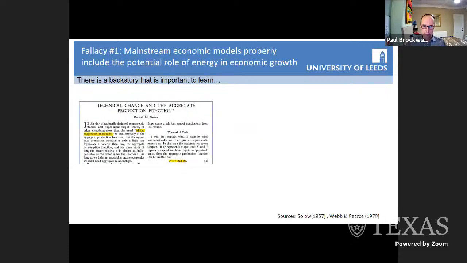But before we get to that, there's a couple of things we have to go through first. I just want to take you on a kind of historical journey. Okay, so there's two fallacies I think that I want to set out. You may disagree, but let's go with it anyway.